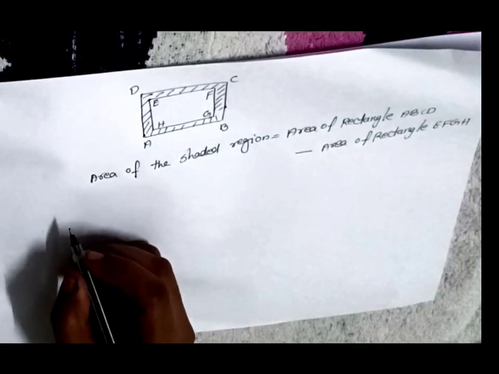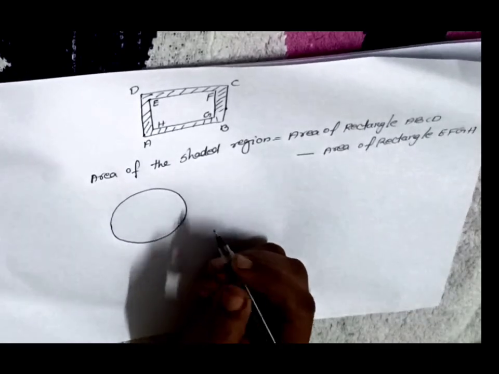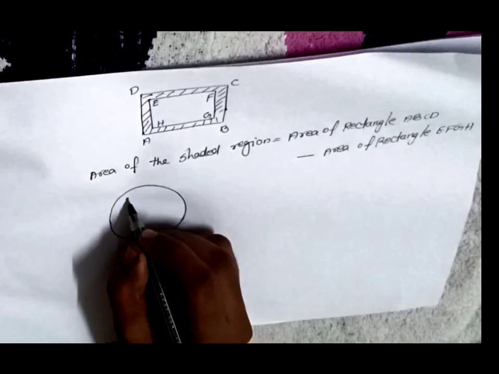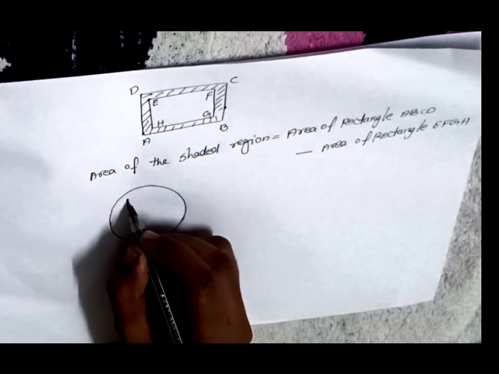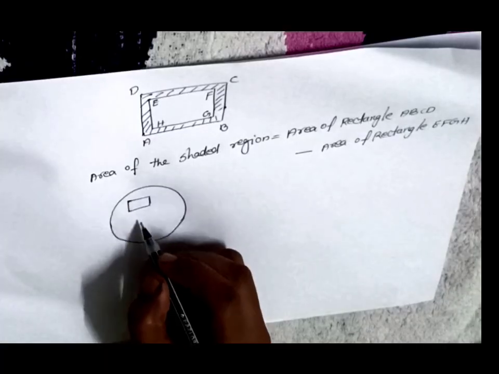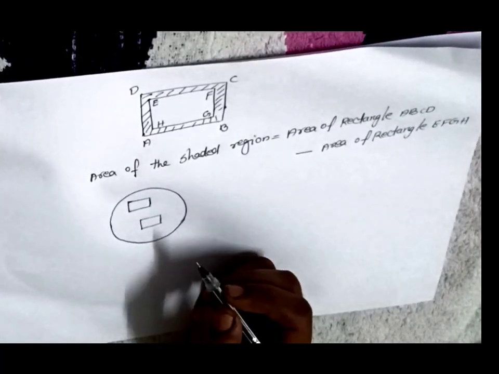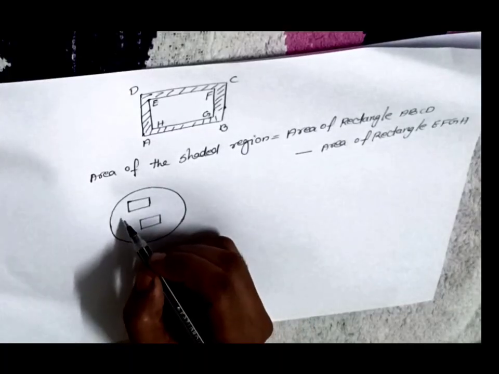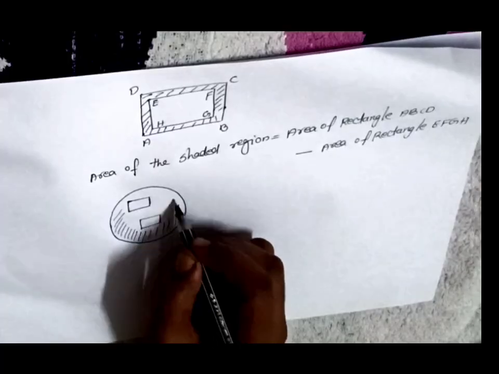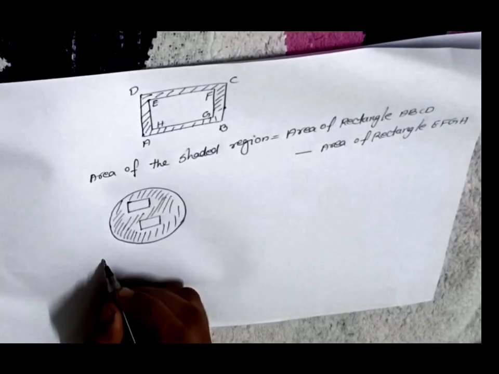Next, let us consider a circular playground. Inside this circular region, there are two rectangular grass grounds. Then how can we find out the area of this shaded region, the remaining region?